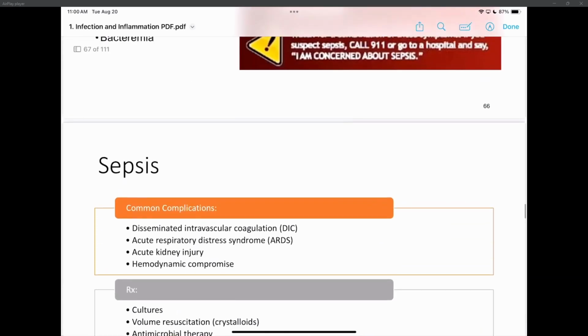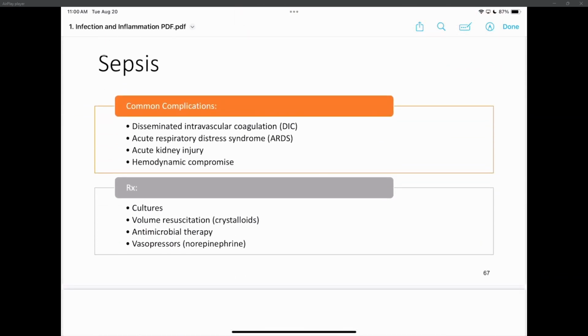So, common complications. DIC, disseminated intravascular coagulation. This is the clotting problem. Okay? They throw clots like crazy. It's called disseminated intravascular, inside the vessels, coagulation. We're clotting. Remember, during sepsis, we are pro-clotting, pro-inflammation.